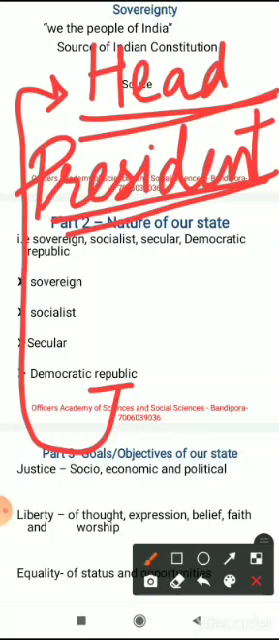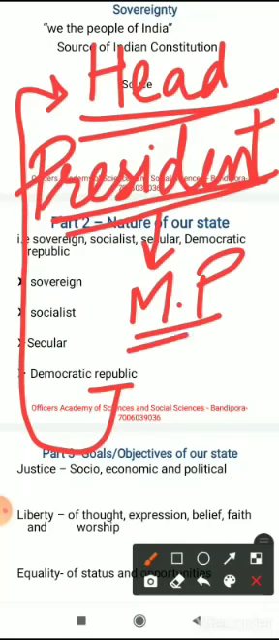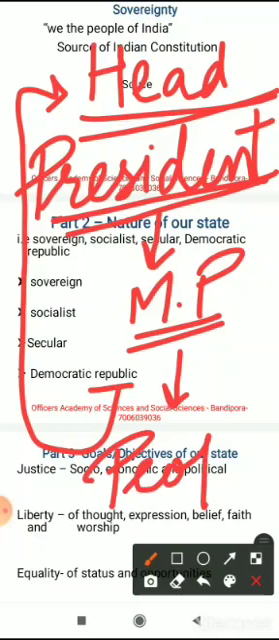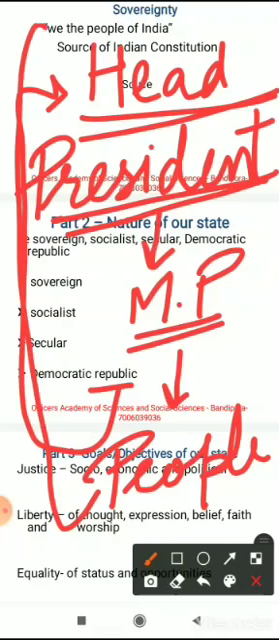Our president is elected by members of parliament, by MPs. And who elects MPs? MPs are in turn elected by the people. It means that the people indirectly elect our president.